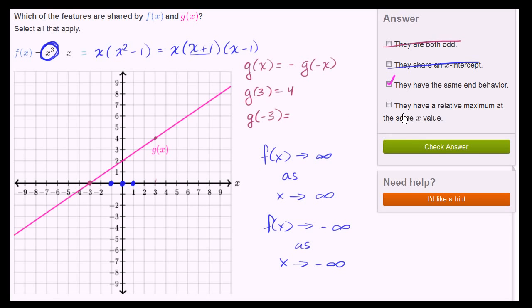Now the last option is they have a relative maximum at the same x value. So we have to think about what the maximum points are. Well, actually, we already know that this is not true because g of x has no relative maximum points. In order to have a maximum point, you would have to do something like this. This right over here would be a relative maximum, or a local maximum point. It's larger than all of the points around it, but eventually the function does surpass it. But g of x has no local maxima or relative maxima or little bumps in it. G of x doesn't have any, so they can't have a relative maximum at the same value. So this also is not an option.